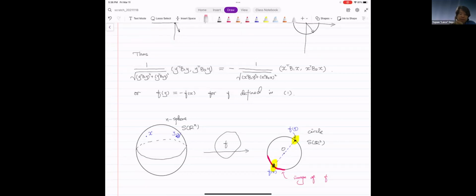Okay, so by this contradiction, we are done with the proof of Brickman's theorem.